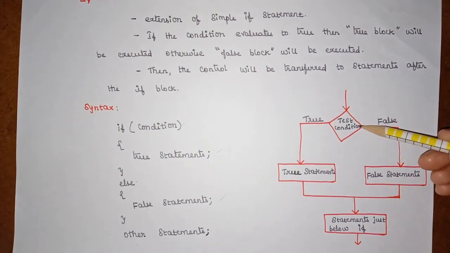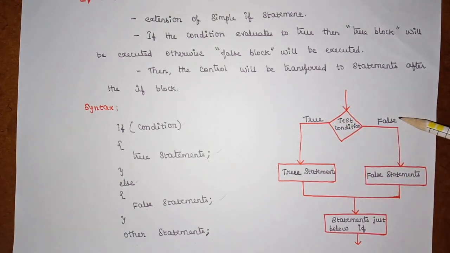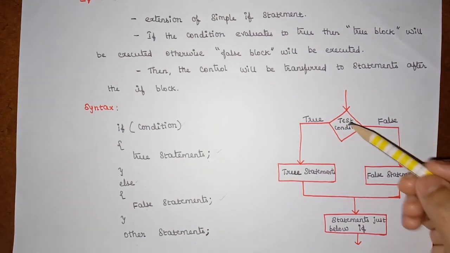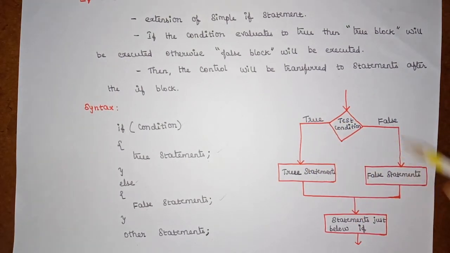Here we are checking the condition. If it is true, it executes the true statements. If it is false, it executes the false statements. This is the true block and this is the else block. And whether the true statement or the false statement is executed, after these statements, the remaining statements present outside the if block will get executed.